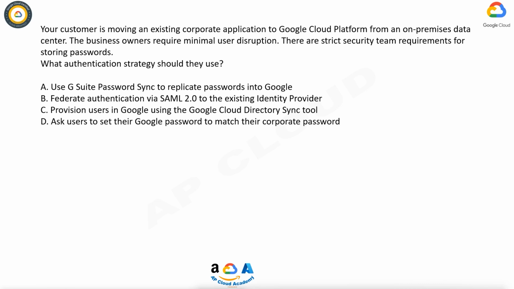A. Use G Suite Password Sync to replicate passwords into Google. B. Federate authentication via SAML 2.0 to the existing identity provider. C. Provision users in Google using the Google Cloud Directory Sync tool. D. Ask users to set their Google password to match their corporate password. Correct answer, B.